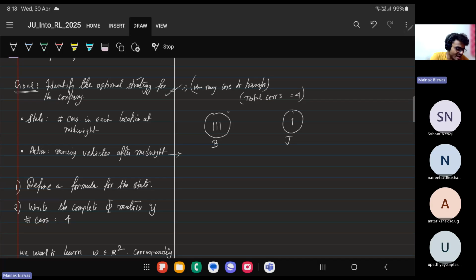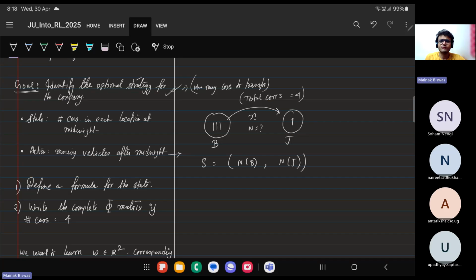So the action would be the number of cars to transfer from one to another. Which side would you transfer is the question, and how many you want to transfer. This is the action that you want to select. But for the time being, we are only considering the states. The states could be defined by one of the numbers, but let us define it this way: number of cars at Baranagar and number of cars at Jadavpur.